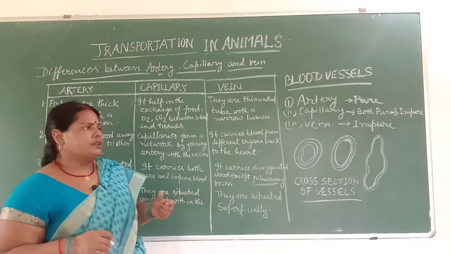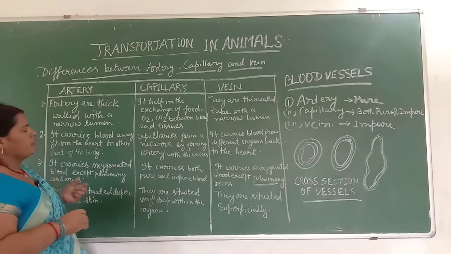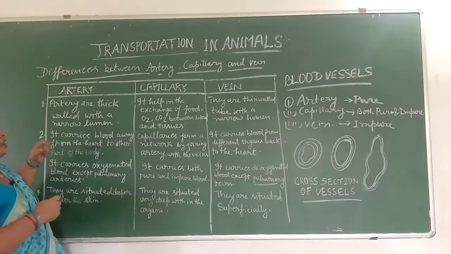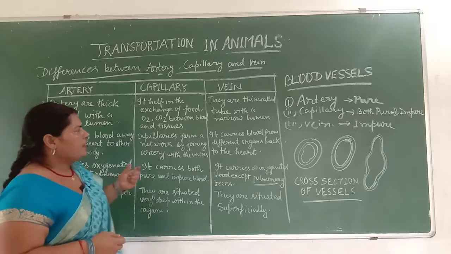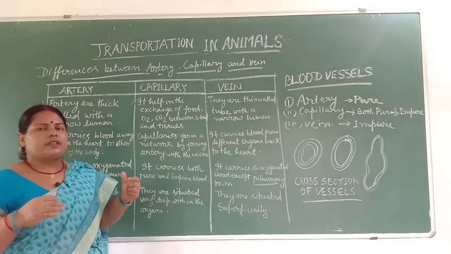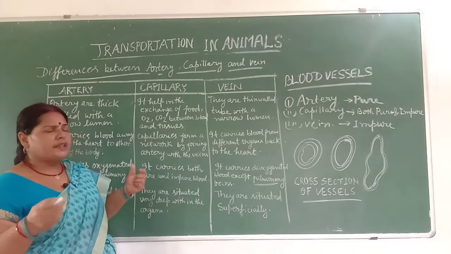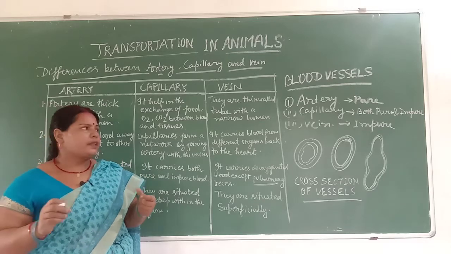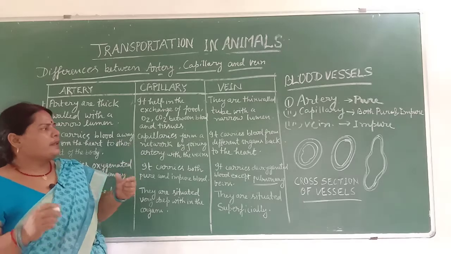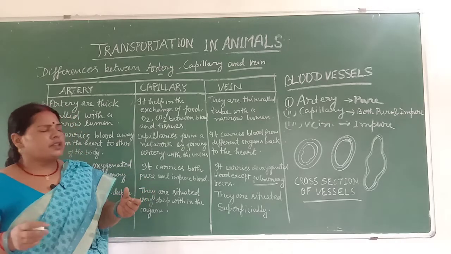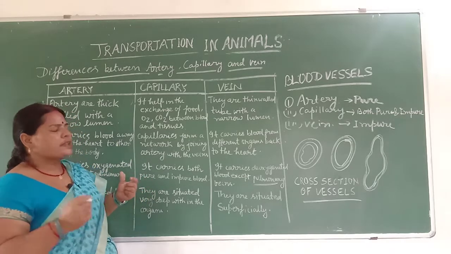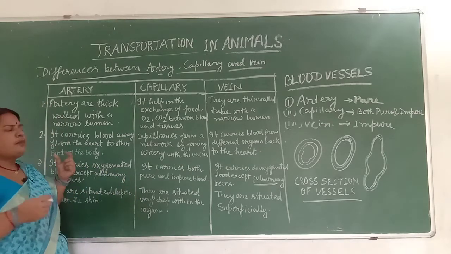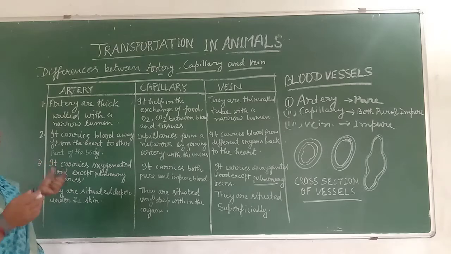The first difference is the artery has a thick walled structure and it has oxygenated or pure blood. Capillary is the branching of the different network which has pure or impure blood. And third is the vein that has a thin walled structure with a narrow lumen. Lumen means cavity.